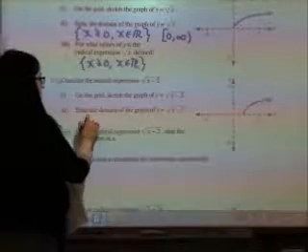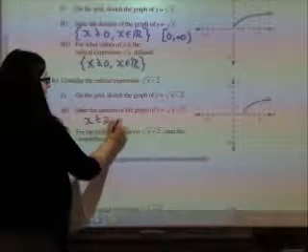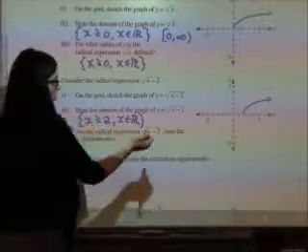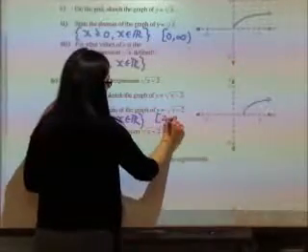So again, think of it the other way. What can't x be? Less than 2. So it has to be all the values that are greater than or equal to 2, which again, in interval notation, would be 2 to infinity.